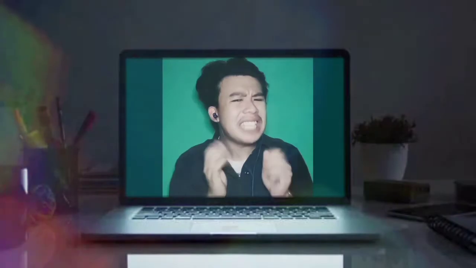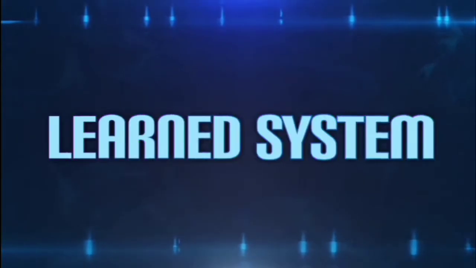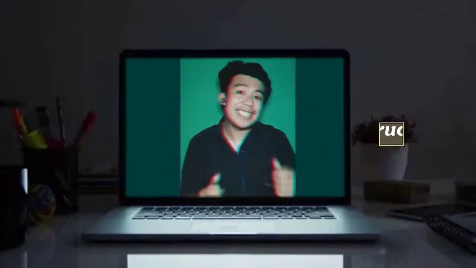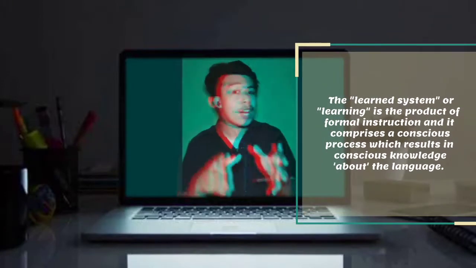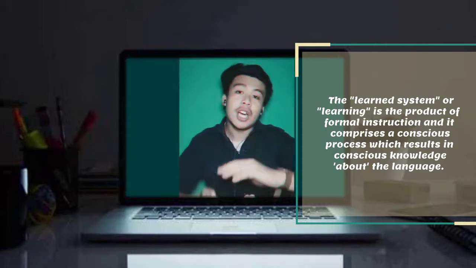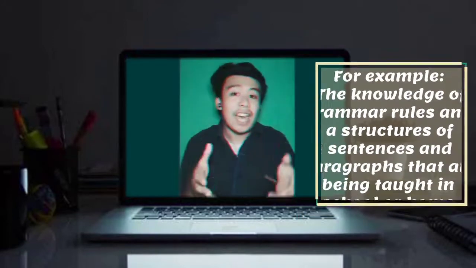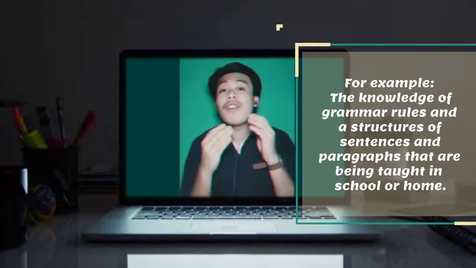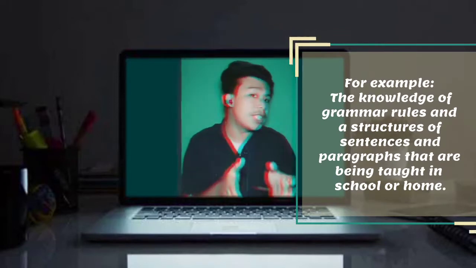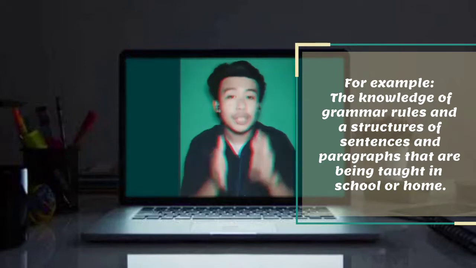How about the learned system? The learned system, or learning, is the product of formal instruction, and it comprises a conscious process which results in conscious knowledge about the language. Let's just say, for example, the knowledge of grammar rules and the structures of sentences and paragraphs that are being taught in school or home.